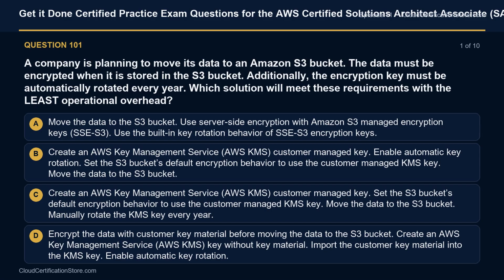Option C. Create an AWS Key Management Service, AWS KMS, Customer Managed Key. Set the S3 bucket's default encryption behavior to use the Customer Managed KMS key. Move the data to the S3 bucket. Manually rotate the KMS key every year. Option D. Encrypt the data with customer key material before moving the data to the S3 bucket. Create an AWS KMS key without key material. Import the customer key material into the KMS key. Enable automatic key rotation.